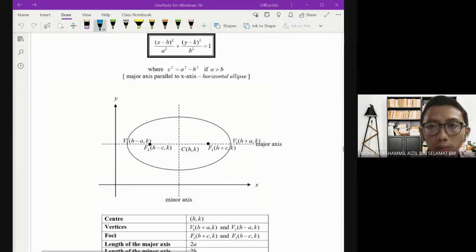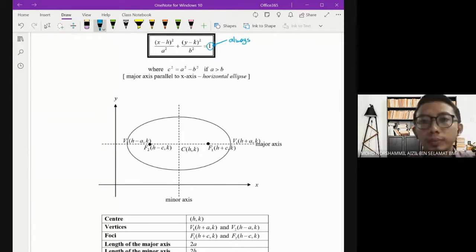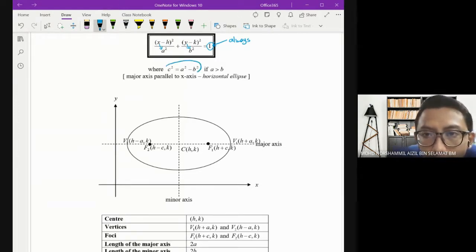This is the formula of ellipse. This one is always 1, always. Bawah x mesti a, bawah y mesti b. Itu sahaja yang you kena tahu. And then this is the formula of c. This is the formula of c if a is greater than b. Maksudnya yang besar akan tolak yang kecil. So a square minus b square equals c square.